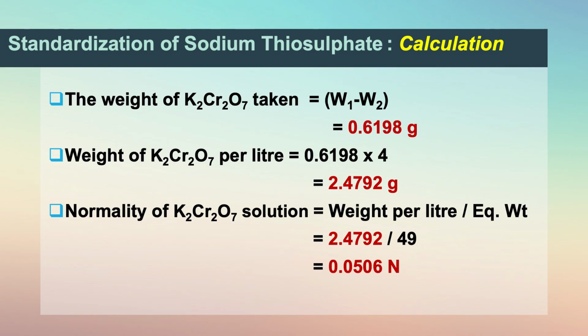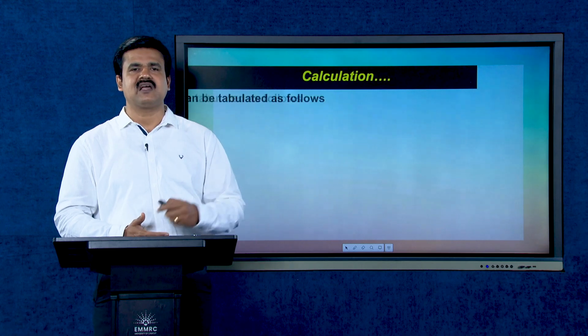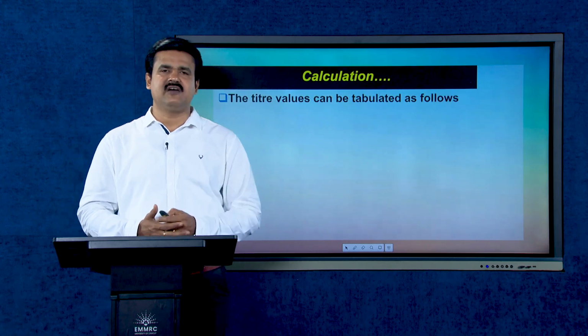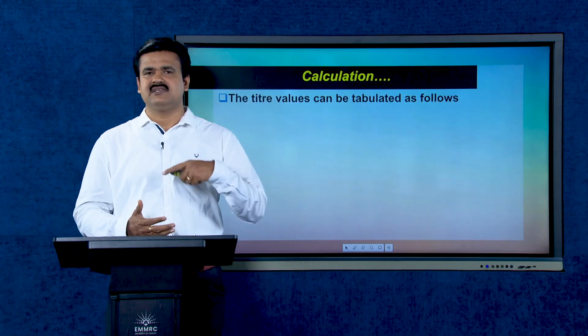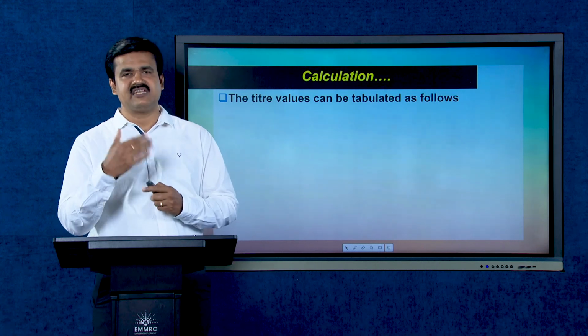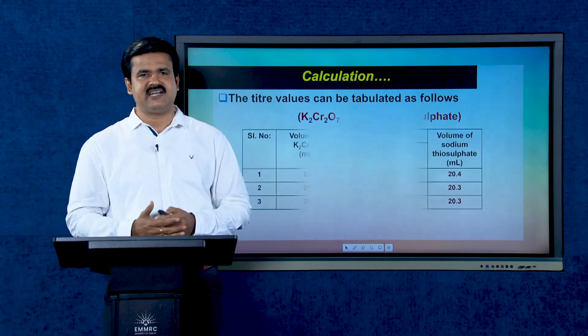Now, the normality of potassium dichromate solution is equal to weight per liter divided by equivalent weight, that is 2.4792 divided by 49. You will get the normality of the standard solution of potassium dichromate as 0.0506 normal. Now, the calculation continues. The titer values for the titration between the standard solution of potassium dichromate and the given sodium thiosulfate can be tabulated like this.